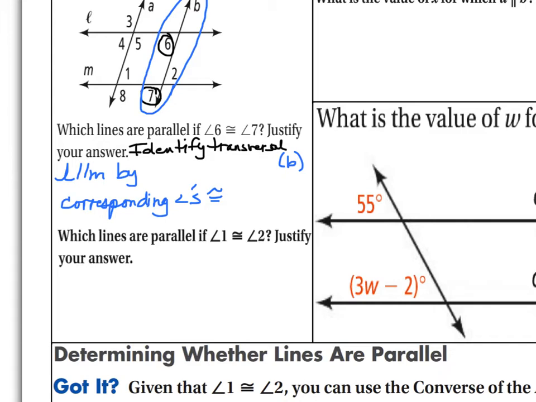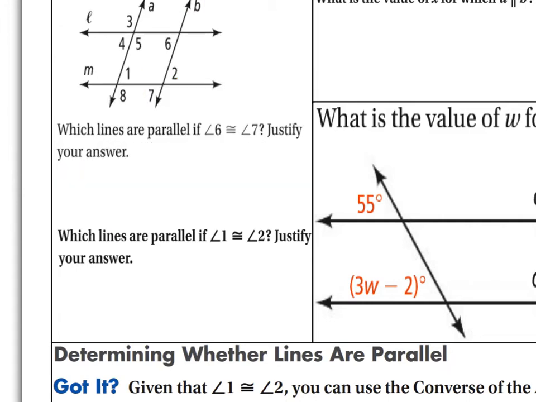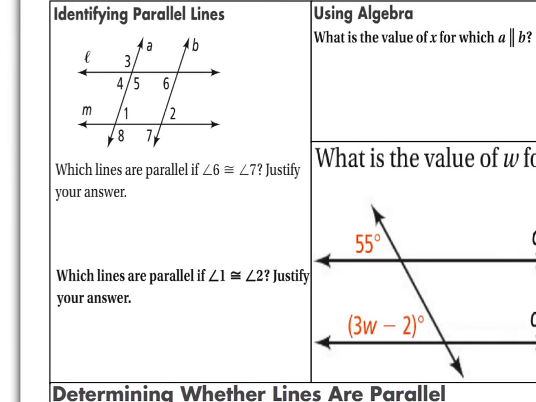Okay, now that we've come back, you should have answered this one. Which lines are parallel if angle 1 and angle 2 are congruent to each other? Justify your answer. So, as you look at this example, angle 1 and angle 2 are congruent to each other, so I'm going to circle angle 1 here, angle 2 here. Those are the two angles. Okay, again, what type of angles are those? Those are corresponding angles. And we've got to figure out the transversal.